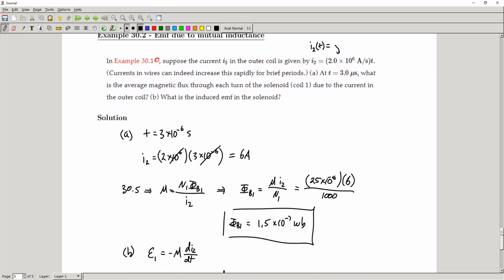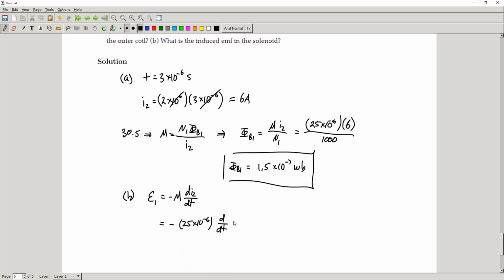And that's going to be 2 times 10 to the 6. So we have a 2 times 10 to the 6 t, right? This time derivative only hits on the t, so these basically go away, right? We take the derivative of t with respect to t, we just get 1 back, and we just have to do this multiplication. This 10 to the power of 6 cancels this 10 to the power of minus 6, and we simply end up with minus 50 volts, okay? So we get an induced EMF of minus 50 volts in our solenoid if we run the setup this way.